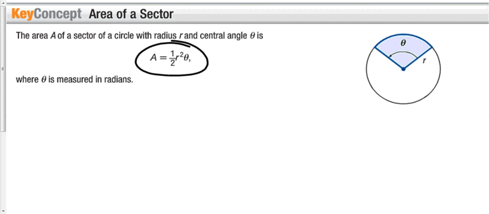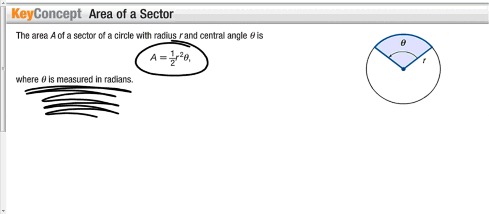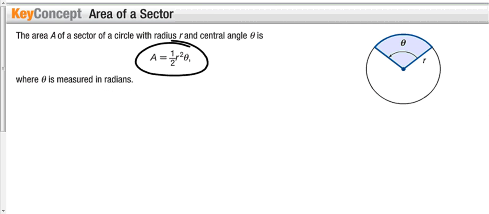So if we want to know the area of a sector with a radius r and a central angle theta, it's 1/2 r squared theta, where theta is measured in radians. Again, very, very important. Theta is measured in radians. Okay, we'll even highlight it. Theta is measured in radians. Very, very important.